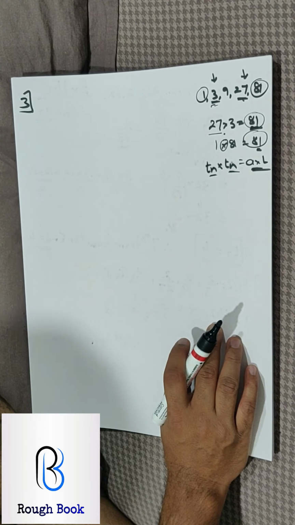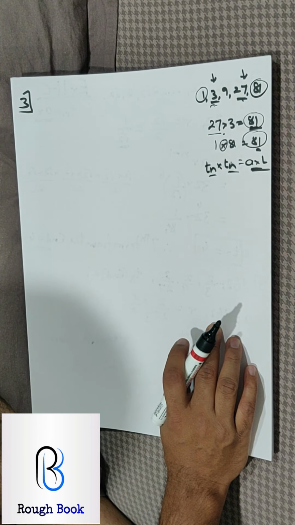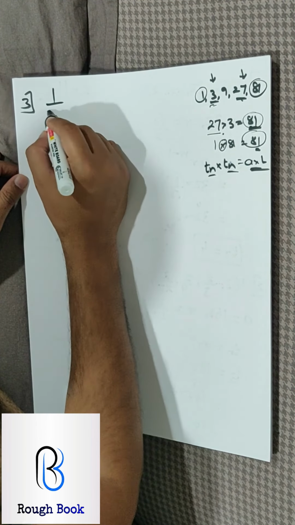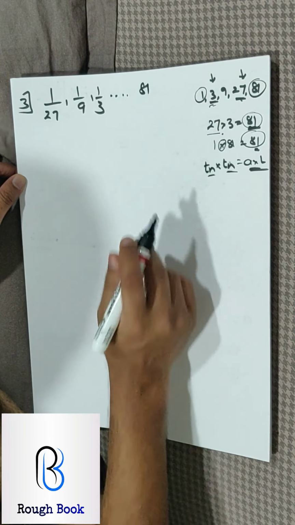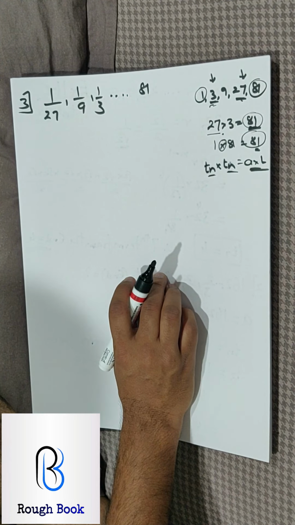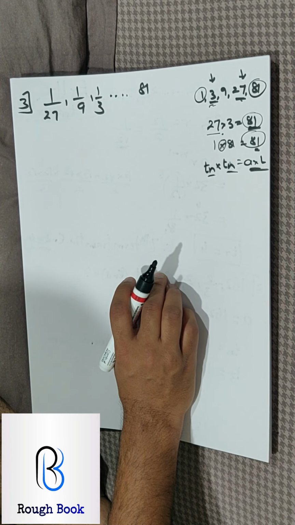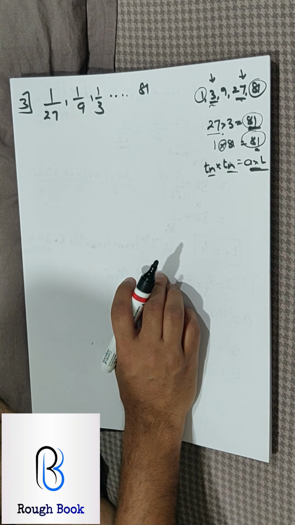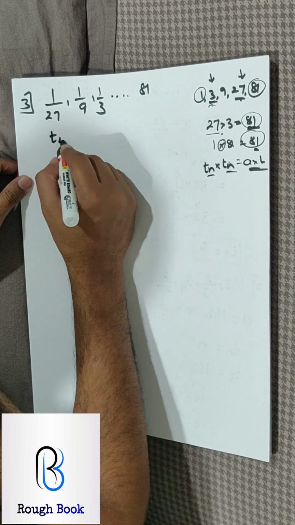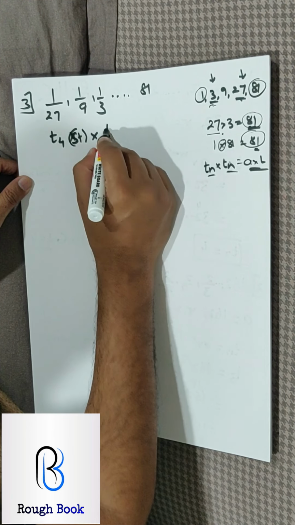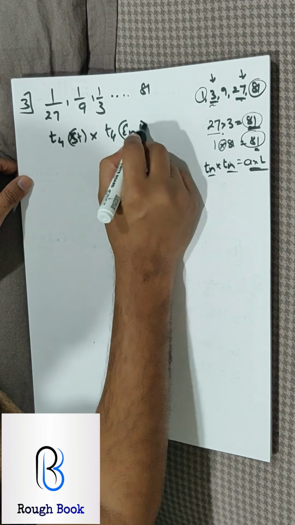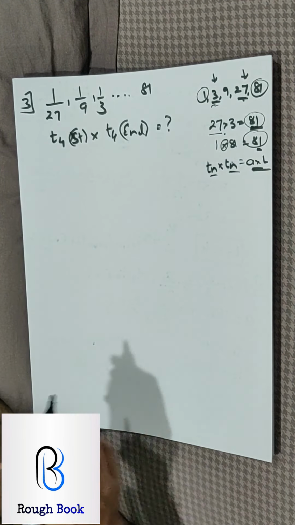Based on this is your sum number 3. So a GP is there: 1 by 27, 1 by 9, 1/3, and the last term is given to you as 81. The question is, find the product of the fourth term from the beginning and the fourth term from the end. So the fourth term from the beginning, that is start, into the fourth term from the end. What will be the product is the question.